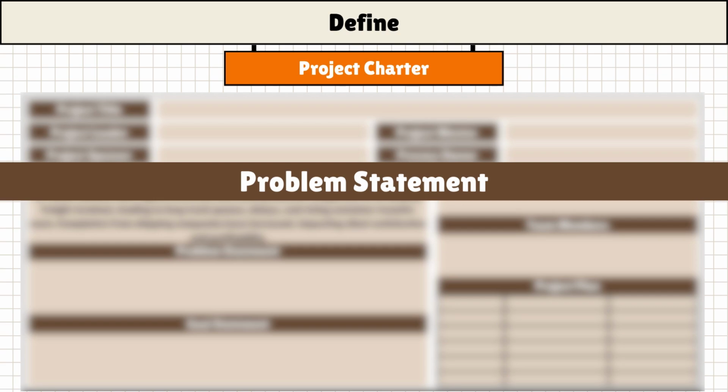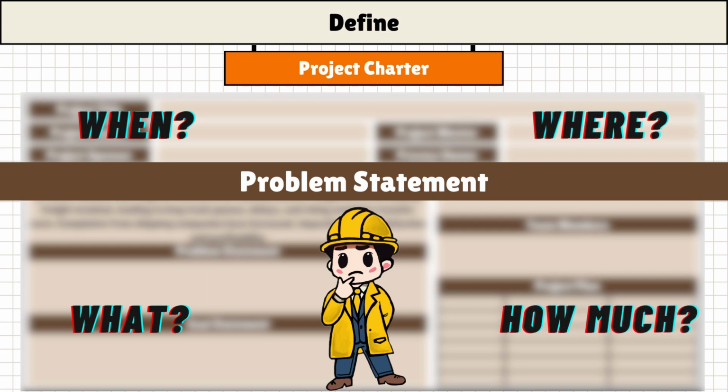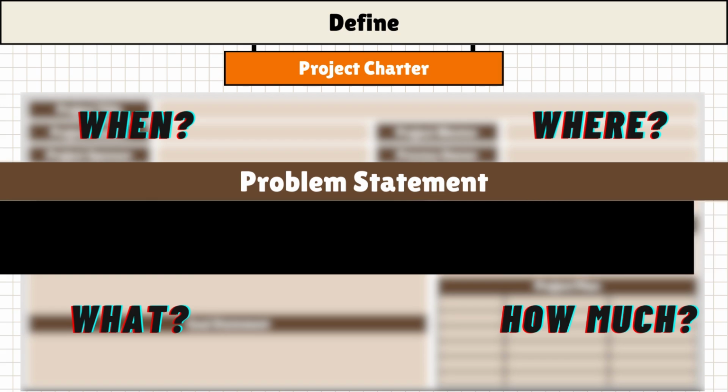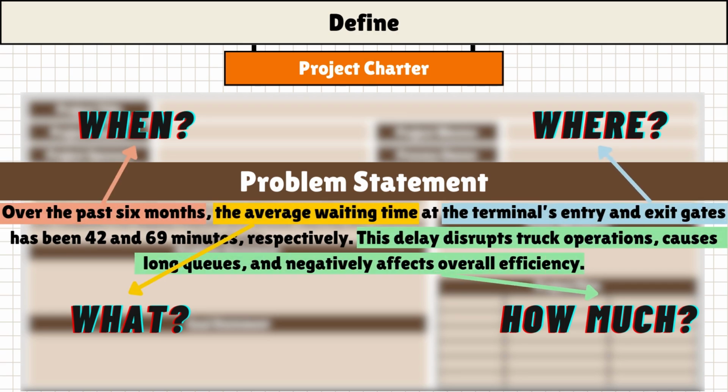Up next is the problem statement, which clearly outlines what the issue is, when it started, where it's occurring, and its impact. A good problem statement in our case would be: over the past 6 months, the average waiting time at the terminal's entry and exit gates has been 42 and 69 minutes respectively. This delay disrupts truck operations, causes long queues, and negatively affects overall efficiency. We can clearly see how the statement covers all the specifics, including what, when, where, and how much.